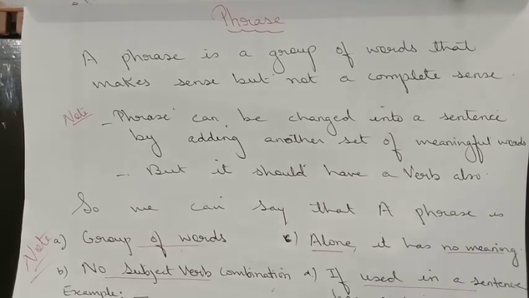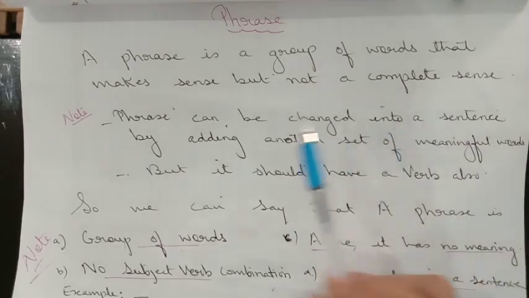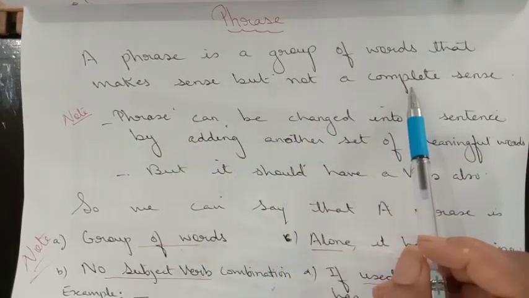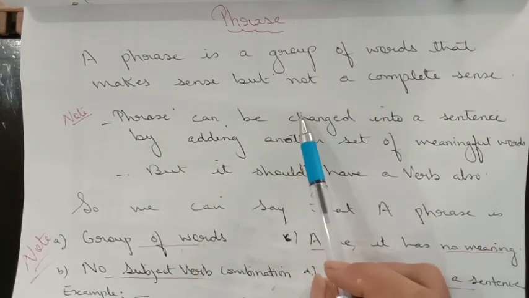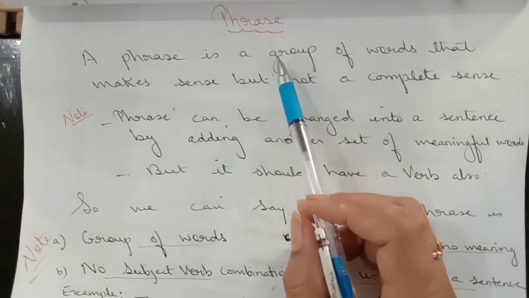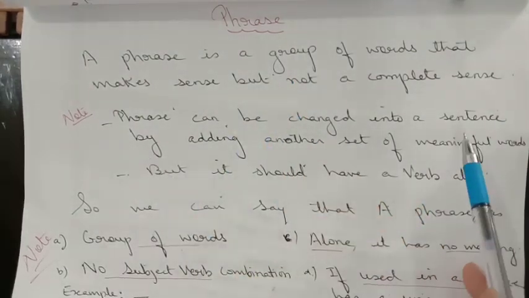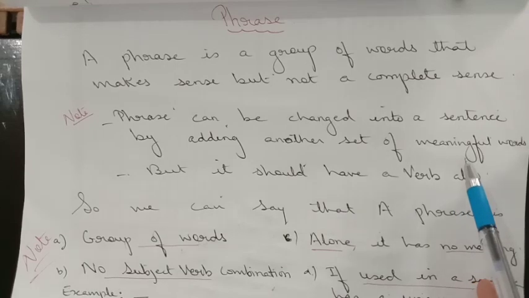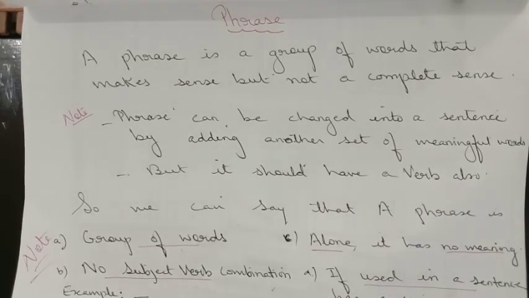The next topic is phrase. What is a phrase? A phrase is a group of words that make sense but not complete sense. It makes some sense but not the complete sense. That is known as a phrase. A phrase can be changed into a sentence by adding another set of meaningful words. If you add some other set of meaningful words, it becomes a sentence then.